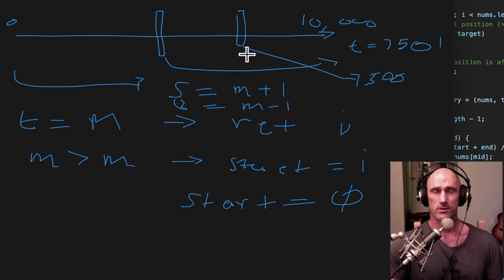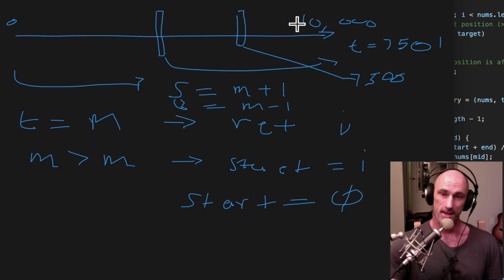First thing, is the target equal to the found element? No, the target is 7,501. The found element is 7,500. So now we have to look one greater than that. So start is going to be equal to mid plus 1. Mid was 7,500, so start's going to be 7,501. End is still going to be 10,000.